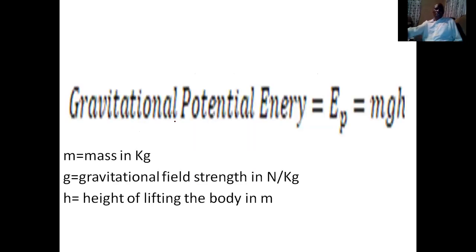And so this is gravitational potential energy, and here there is g. Gravitational potential energy is equal to mass multiplied by gravitational field strength multiplied by height. The mass, as usual, will be in kilograms, while the gravitational field strength will be in newtons per kg, and then the height will be in meters.